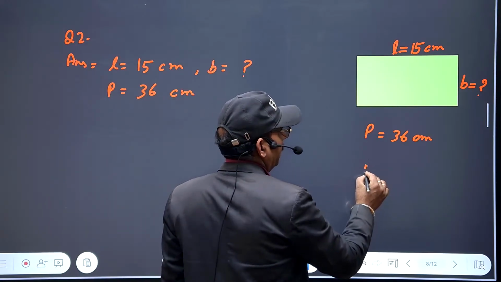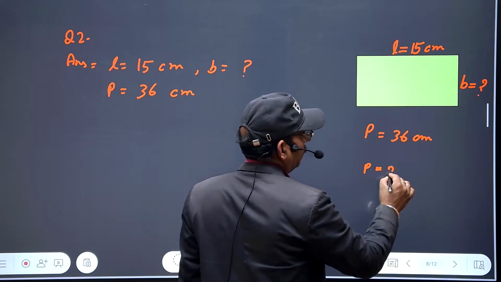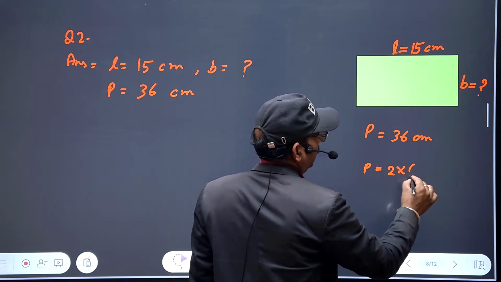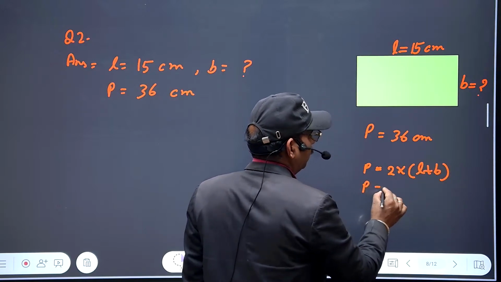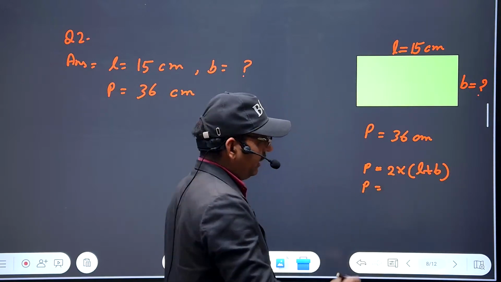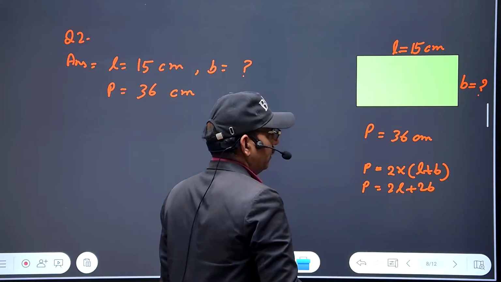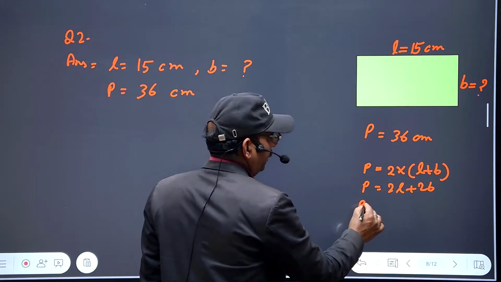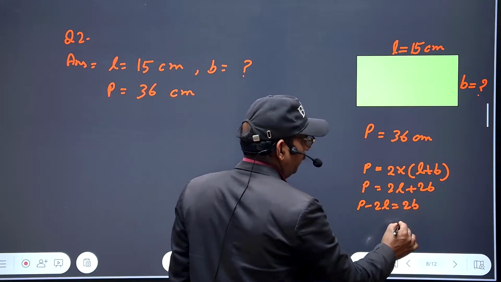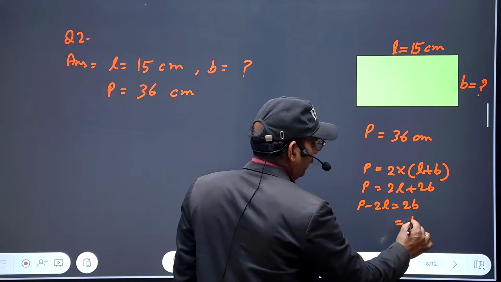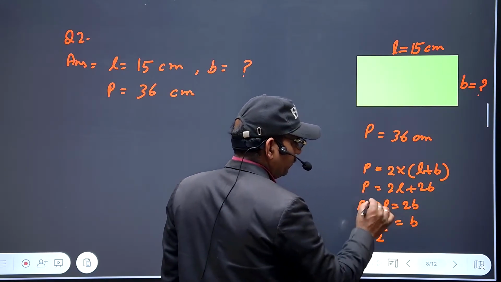Look here. How will we make the formula? P is equal to 2 into (L plus B). So multiply 2 with L, what will you get? 2L plus 2B. Then P minus 2L is equal to what? 2B. And B is equal to what? P minus 2L upon 2.